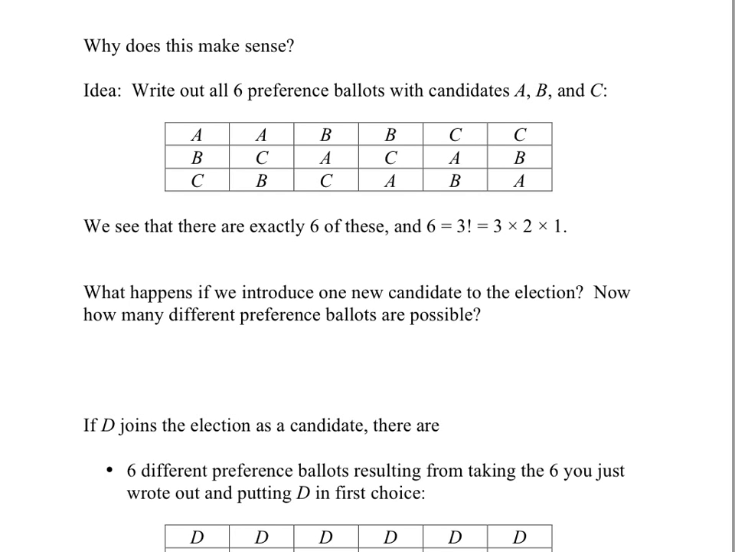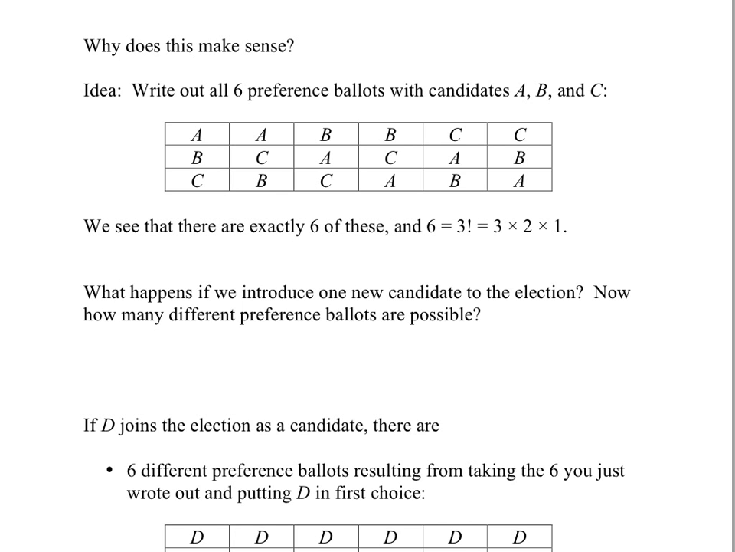Now, why does this make sense? Why is it true? I've made a claim, but why is it true? Well, we've already seen the first step here: in the case of 3 candidates, we've seen just by listing them that there are 6 different possible preference ballots, and 6 is indeed 3 factorial. Great. So far, so good. But now what happens if we introduce 1 new candidate to this election? So we go from 3 candidates to 4 candidates. Now how many different preference ballots are possible?